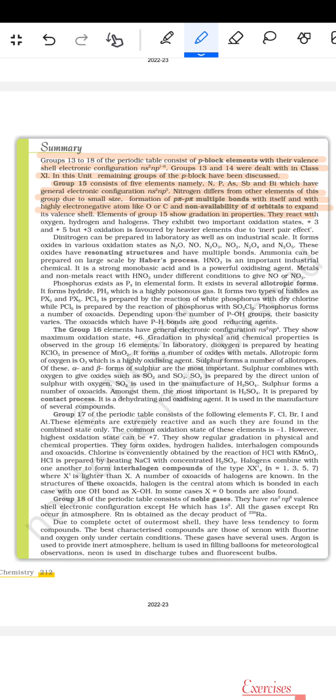They react with oxygen, hydrogen, and the halogens. They exhibit two important oxidation states, +3 and +5, but +3 oxidation is favored by the heavier elements due to the inert pair effect.